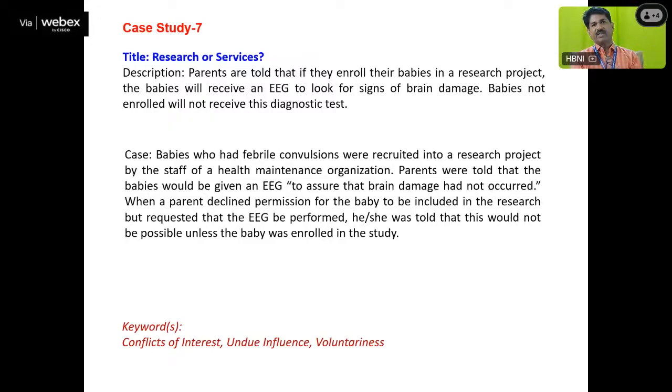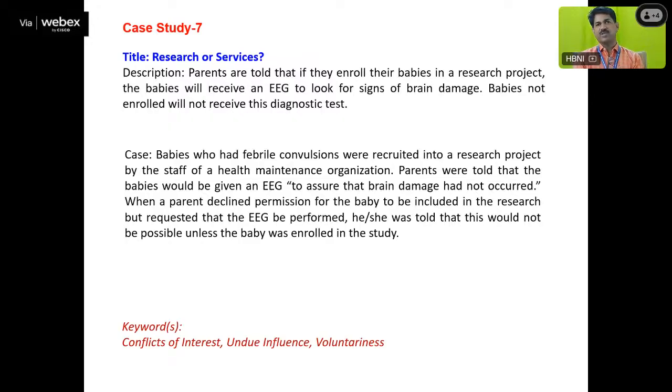So here the question is whether it is research or a service. Whenever tests are carried out as a service, they should be given freely. Whoever is interested should be included in the research. But here the organization has forced all the parents to include their babies in the research. Otherwise they said they would not give the babies the test, which is essential for this type of treatment. So the parents are really forced to include their babies in the studies.